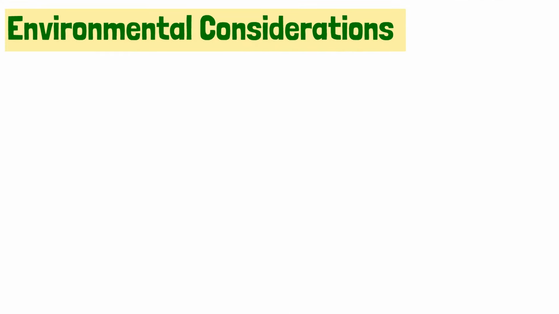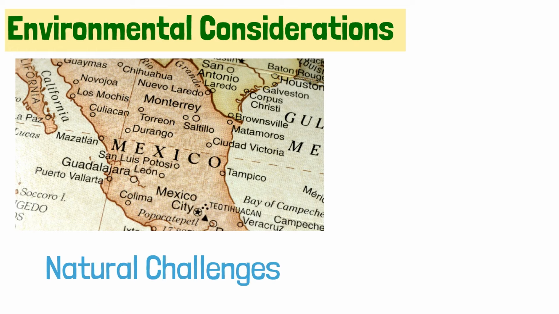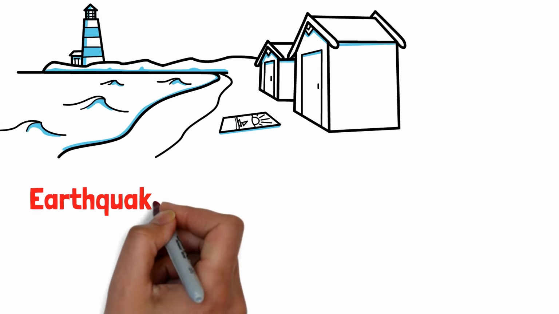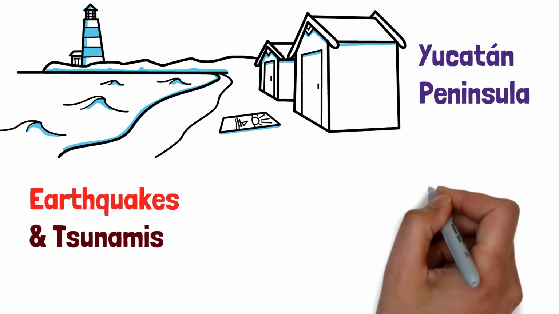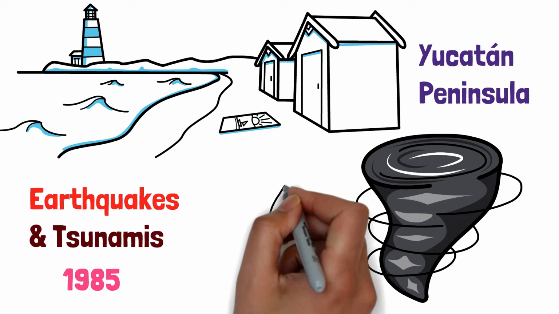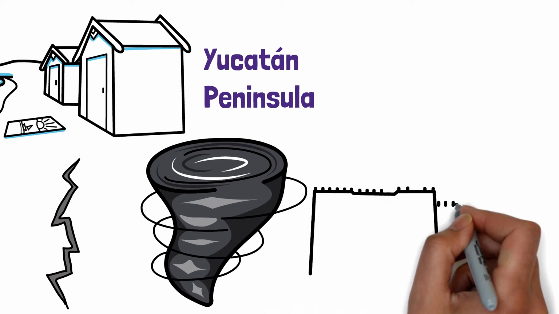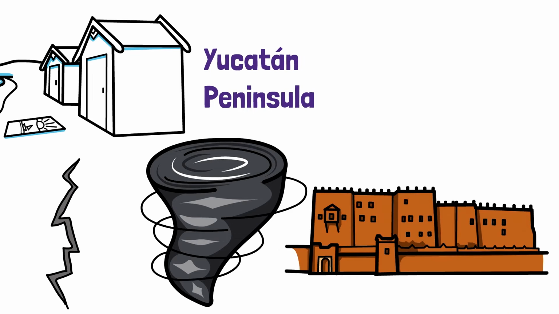Environmental considerations. Like many countries, Mexico has a share of natural challenges. For example, regions along the Pacific coast face the constant threat of earthquakes and tsunamis. Then there's the Yucatan Peninsula, known for its hurricane-prone climate. In 1985, Mexico City endured a devastating earthquake, a sad reminder of the forces at play. These vulnerabilities have a direct impact on where people choose to settle.